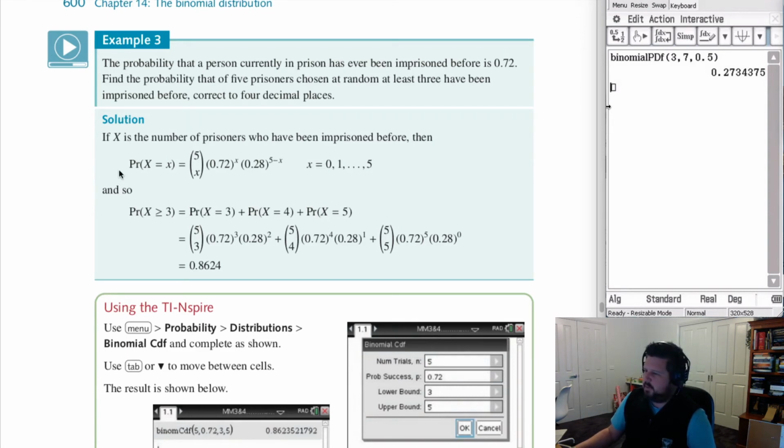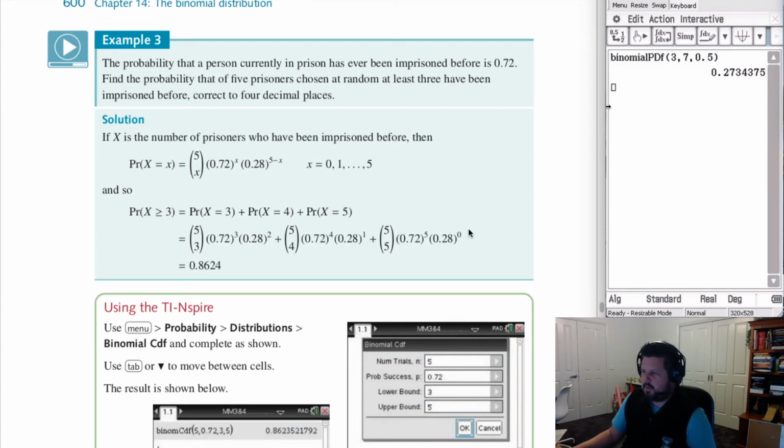The good news is we'd worked out generally how we're going to do that above here. So to work out the probability of x being equal to 3, we plug the 3 into here, and we can get a value. Doing the same for 4, and doing the same for 5. Adding those together, we get 0.8624. Cool. So that's achievable, but it takes a little bit of care.